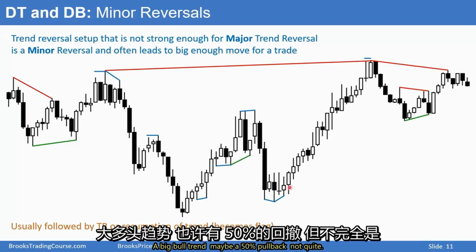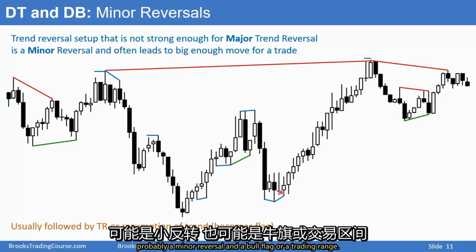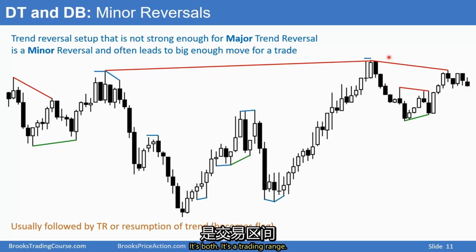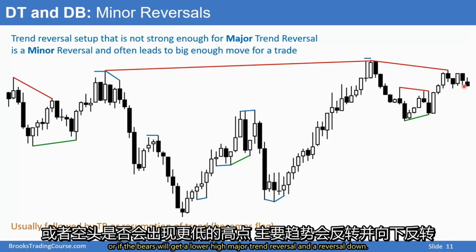A big bull trend, maybe a 50% pullback, not quite. First reversal down in a tight bull channel, probably a minor reversal and a bull flag, or a trading range. It's both. It's a trading range. We don't yet know if the bull trend will resume up or if the bears will get a lower high major trend reversal and a reversal down.